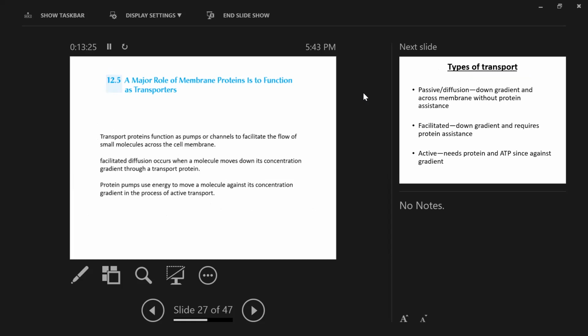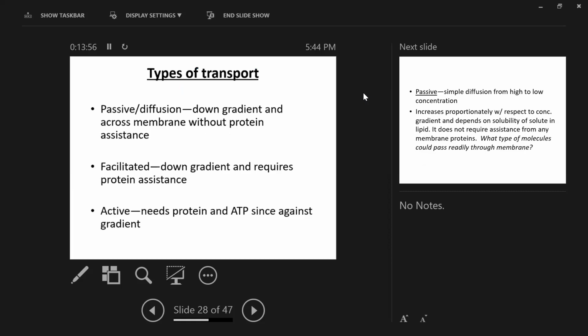Okay. We'll compare that to facilitated diffusion, where energy is not involved, but you need a transporter because it's too big, or it's too polar without protein. So you still need protein assistance, but it's still going from high to low, so it's facilitated. Active is if it's going against its gradient, then you need ATP, no matter what kind of molecule it is.